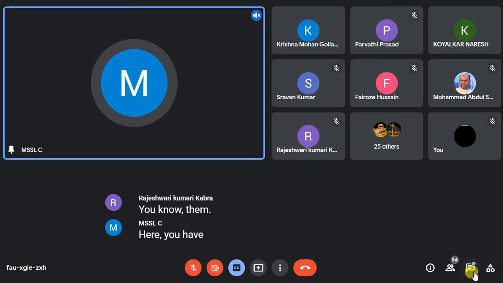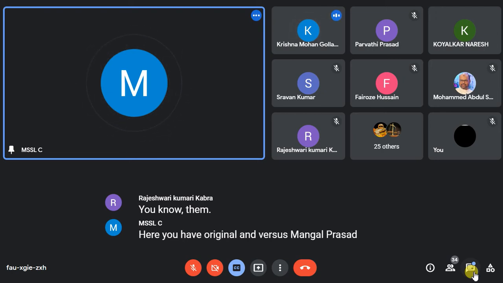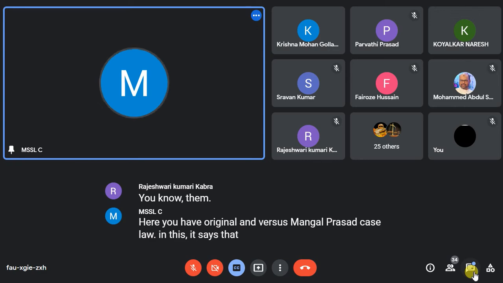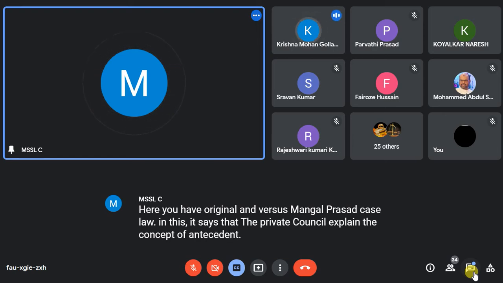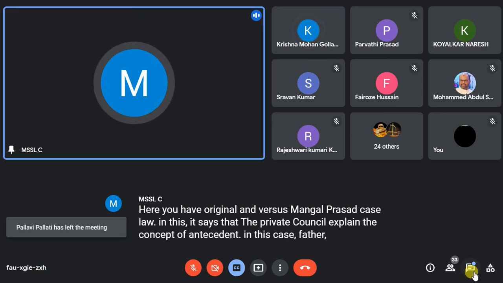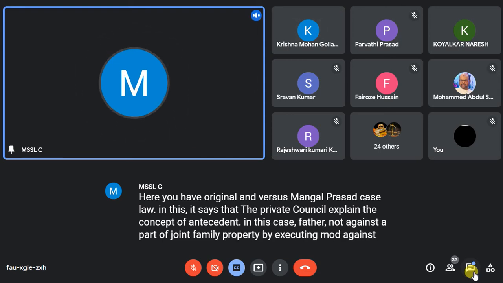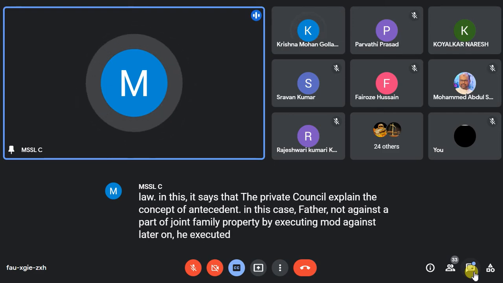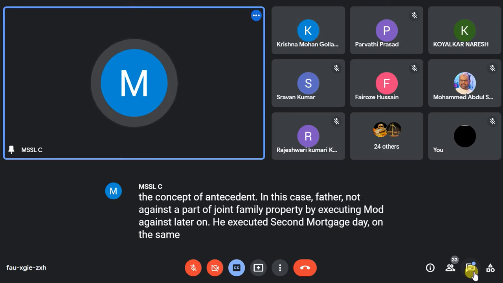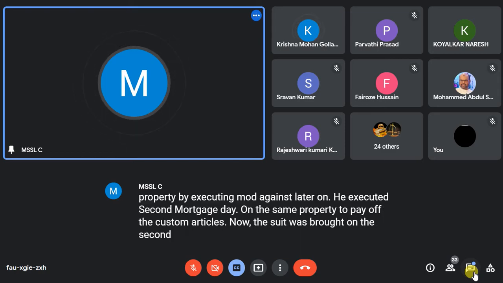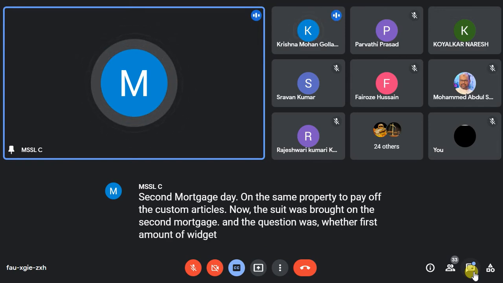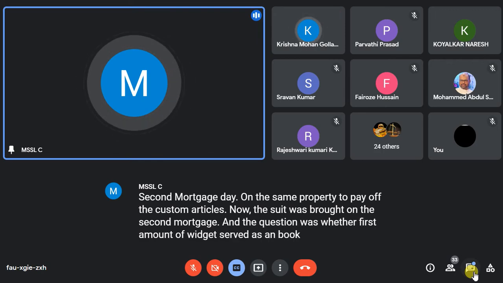Here you have the Brijnarayan versus Mangal Prasad case law. In this, the Privy Council explained the concept of antecedent debt. In this case, the father mortgaged a part of joint family property by executing a mortgage deed. Later on, he executed a second mortgage deed on the same property to pay off the first mortgage. Now the suit was brought on the second mortgage. The question was whether the first mortgage debt served as an antecedent debt to support the later mortgage.